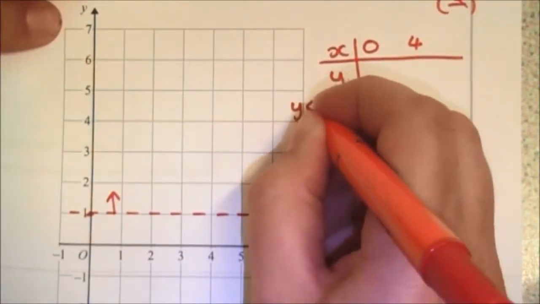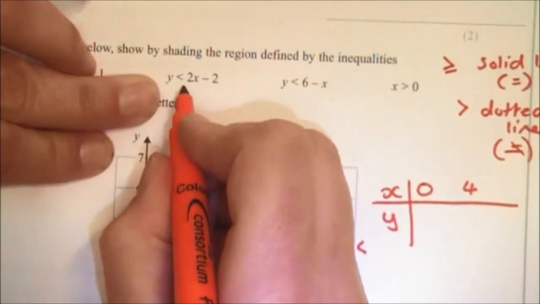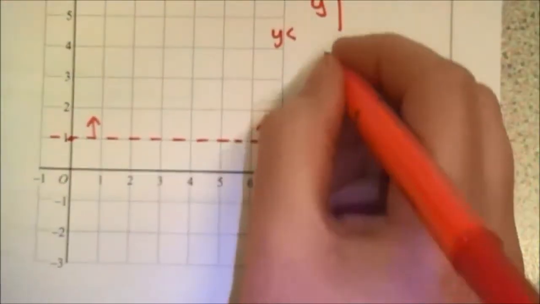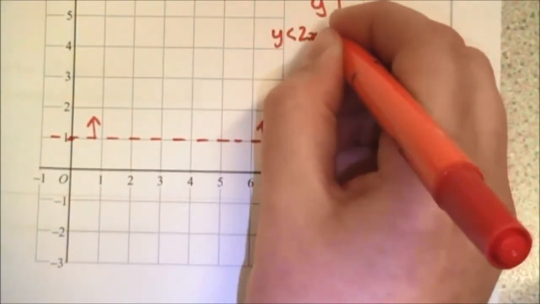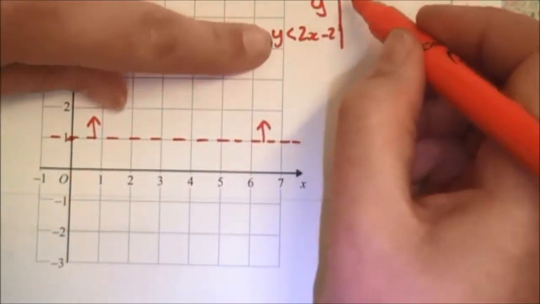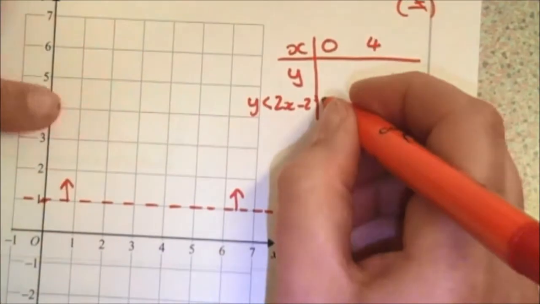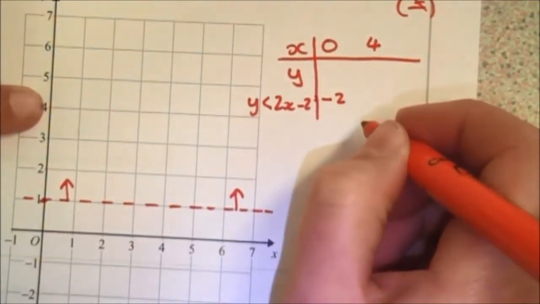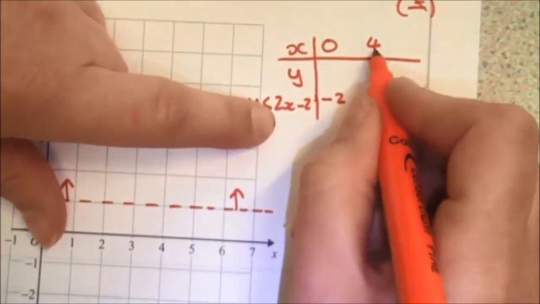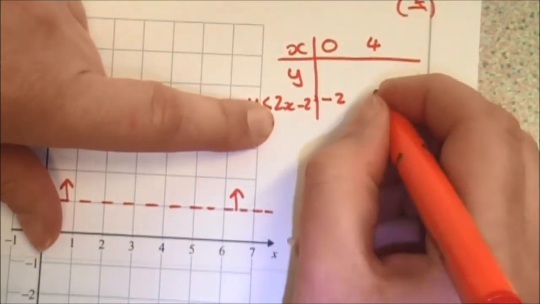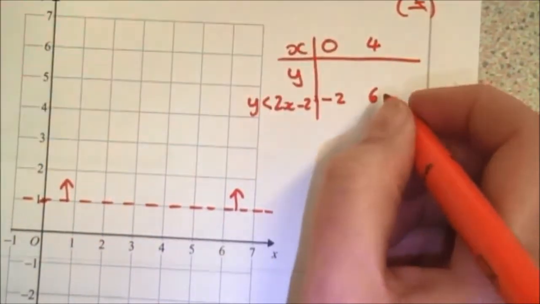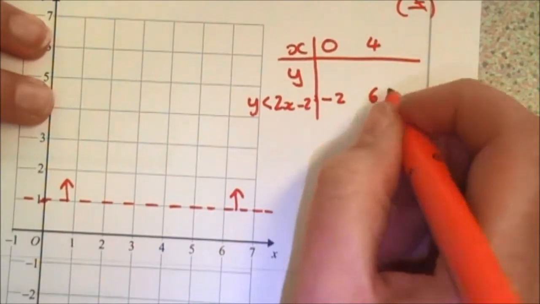So we've got y is less than 2x minus 2. So I'm going to substitute that in. 2 times 0 is 0, take away 2 is minus 2. And then 2 times 4 is 8, take away 2 is 6. So there are my 2 points in order to draw that line in.